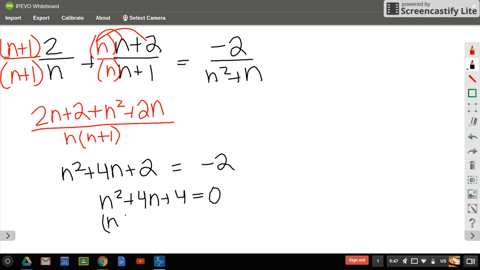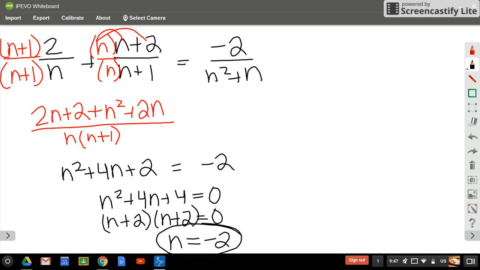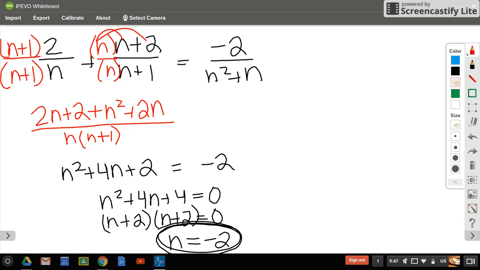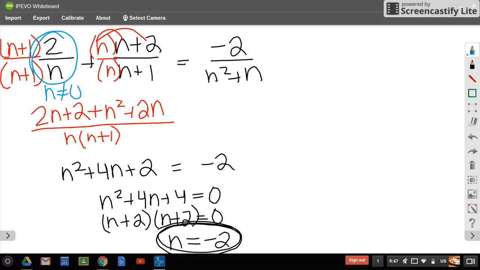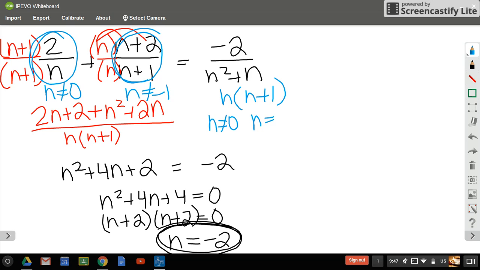And then we can factor this, n plus 2, n plus 2, which gives us a solution of n equals negative 2. That would be our final answer. The only thing is we have to go back and look at excluded values. So here our first expression, our excluded value would be n cannot equal 0. Our second original expression would be n cannot equal negative 1. And here we remember this is n times n plus 1, so that's the same thing. n cannot be 0 and n cannot be negative 1. Since that doesn't interfere with our final answer, this would be our final answer, n equals negative 2.